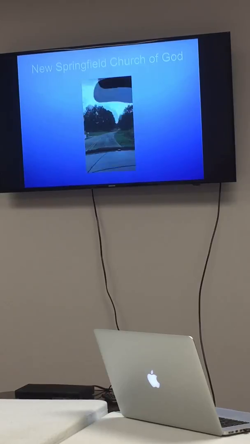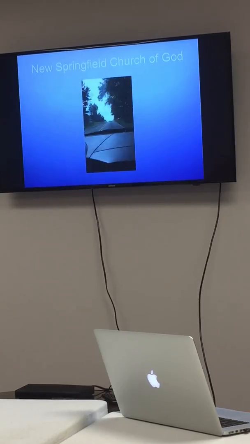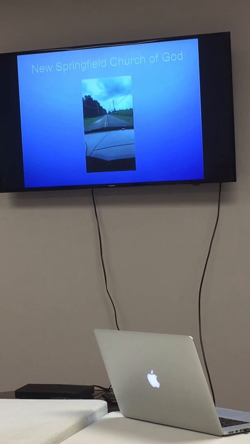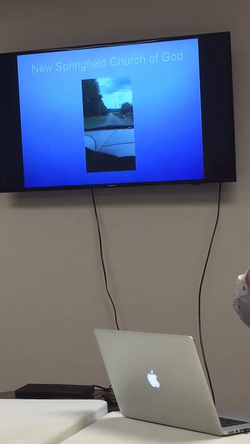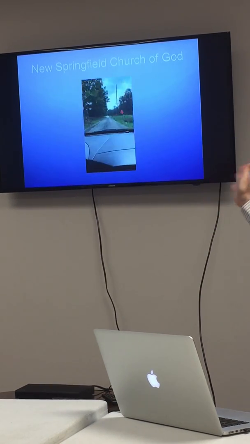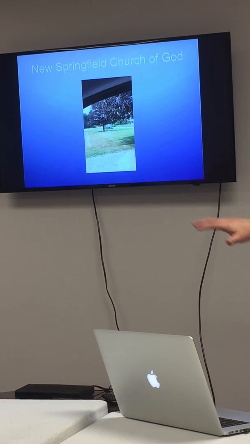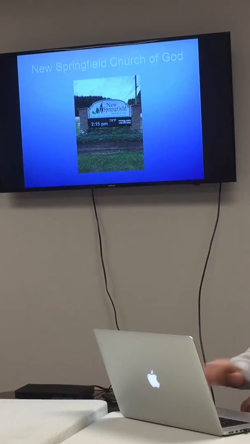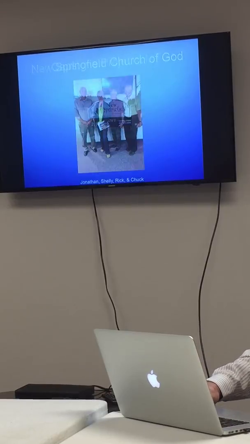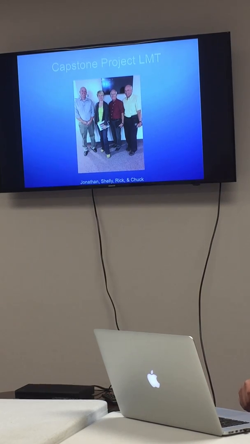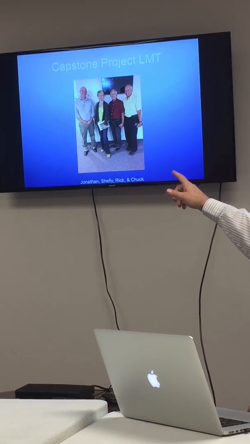That's me in the Jeep, just in case you're wondering. This was to give my class and Professor Cookston an idea of where our church is located. And there's nothing around that whole trip, so that gives you an idea of where we're located. New Springfield. This is the LMT from left to right: myself, Shelly, Rick, and Chuck.